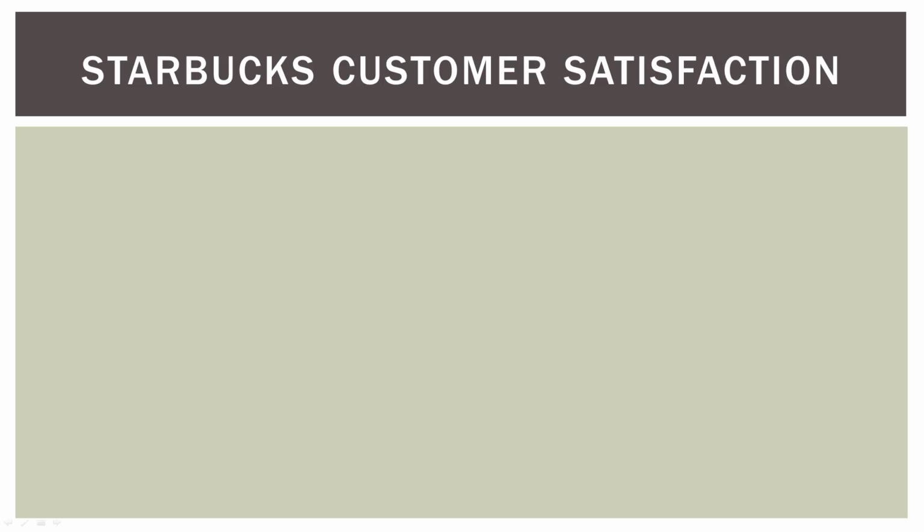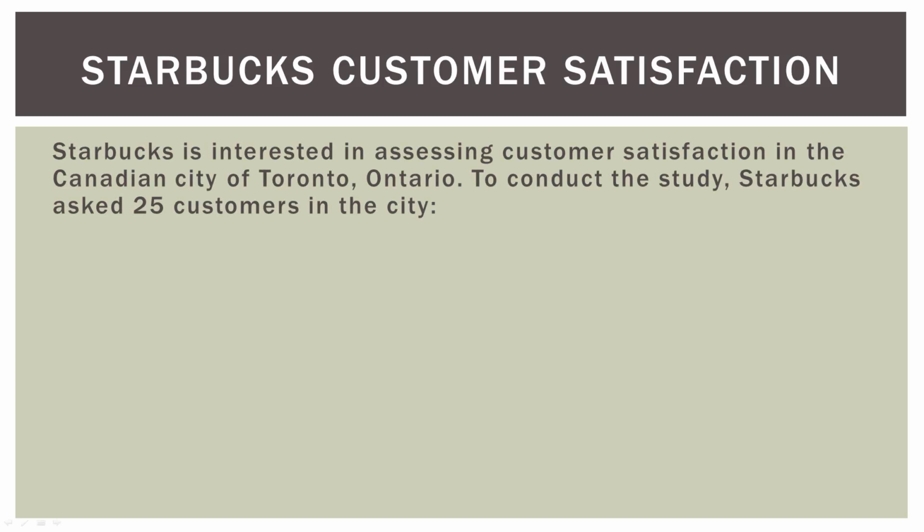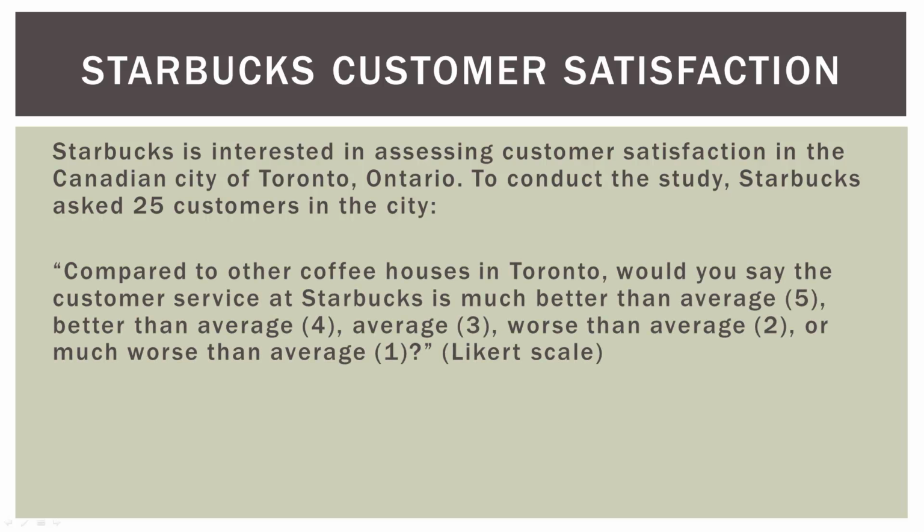Okay, so example 2, Starbucks customer satisfaction. Starbucks is interested in assessing customer satisfaction in the Canadian city of Toronto, Ontario. To conduct the study, Starbucks asked 25 customers in the city the following question. Compared to other coffee houses in Toronto, would you say the customer service at Starbucks is much better than average, that's a score of 5, better than average, that's a score of 4, average, a score of 3, worse than average, a score of 2, or much worse than average, a score of 1. And of course, we call that a Likert scale in research.